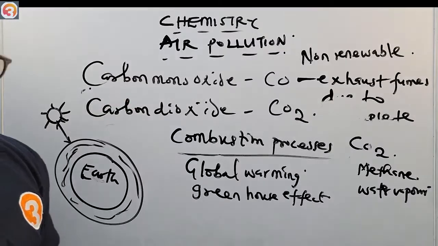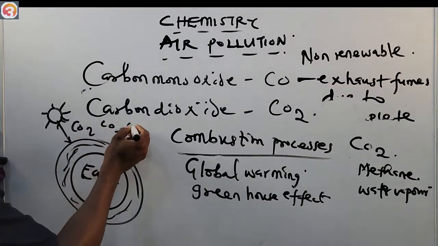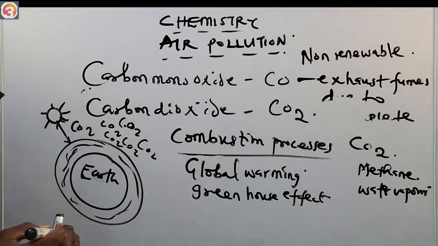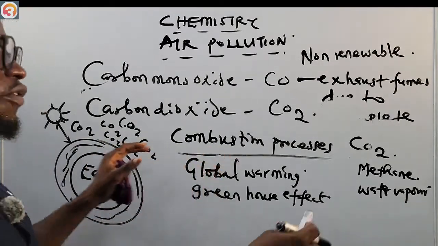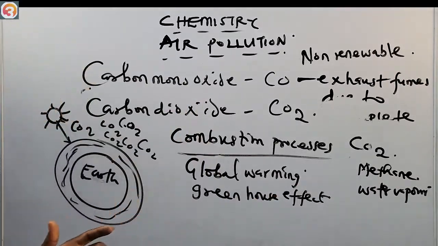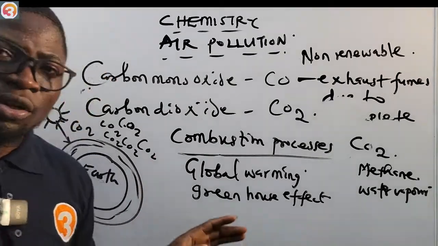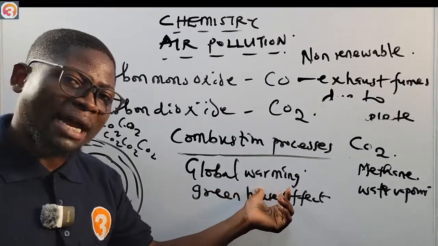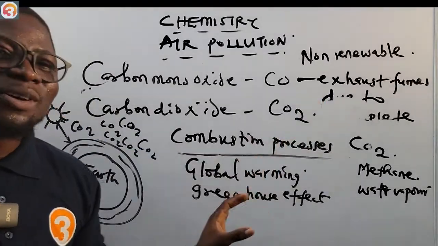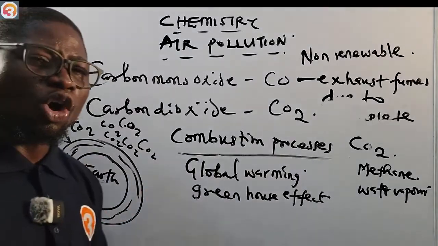Now, once the concentration of carbon dioxide increases, everywhere now has CO2. You will now see that the concentration of carbon dioxide has increased because of all these activities, making the earth warmer than it is expected to be. That is what we now call global warming. It's very, very easy to understand. So it's the concentration of carbon dioxide in the atmosphere that leads to global warming.